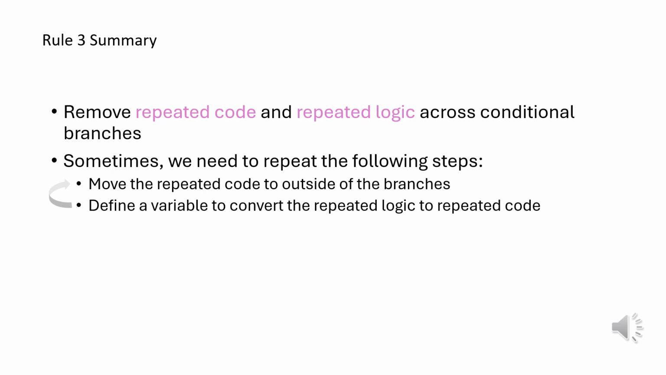However, when our conditional branches end with an else, we need to follow two steps. One, we need to remove all the repeated code from across the branches to outside of the branches. And then we define some variables and assign values to the variables within the conditional branches, and then we change the repeated logic to repeated code, and again we remove the repeated code to outside of the branches.